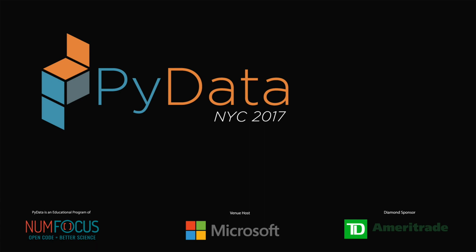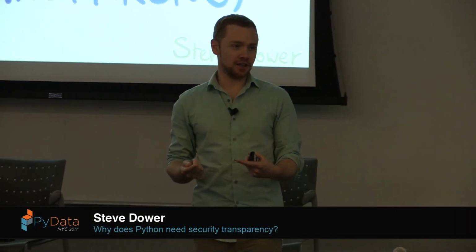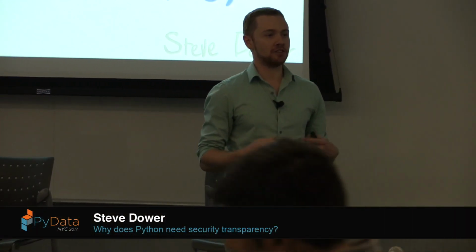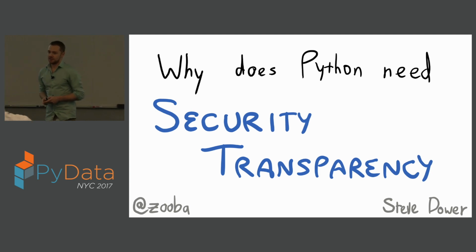So in this session, I'm going to tell you about two things. The second thing is a proposal that I'm making to improve Python into the future. It is PEP 551 on bringing security transparency to Python. The first thing I'm going to tell you about is why that's important and why you need it. And the reason you need it is, so I did some research.